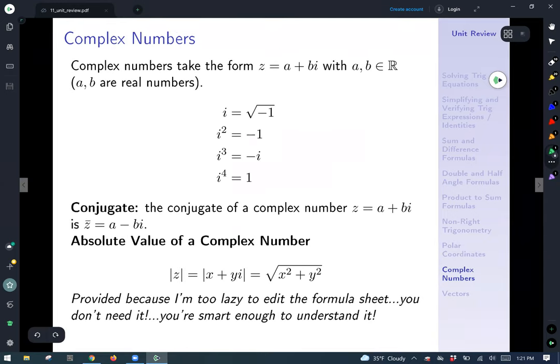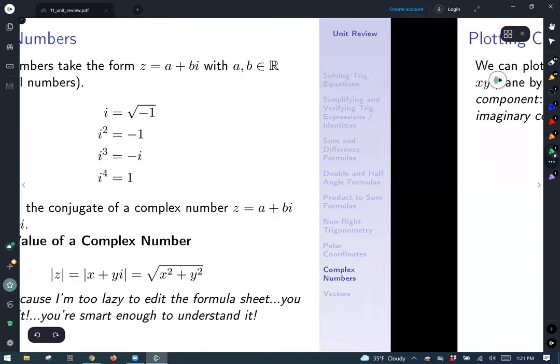Complex numbers take the form z equals a plus bi. Here, we're into the material that we talked about last week and this week, so I didn't write down any specific examples. I just copied and pasted some summary here. The absolute value of a complex number is on the formula sheet. I didn't take it out because I'm too lazy, but you don't need this. It's just an application of the Pythagorean theorem.